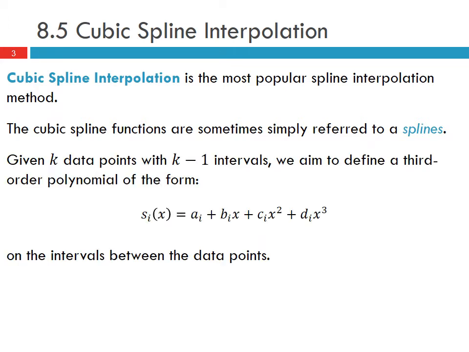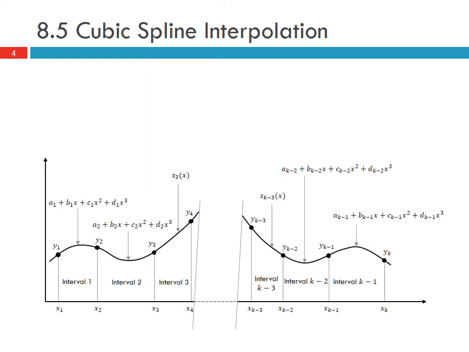So given k data points with k-1 intervals, we aim to define a third-order polynomial of the form S_i(x) = a_i + b_i x + c_i x^2 + d_i x^3 on the intervals between the data points. So this is shown graphically here. We've got our k data points, x_1 up to x_k, with their associated function values, y_1 up to y_k. And on each interval between the data points, we define a cubic polynomial of the form shown here.